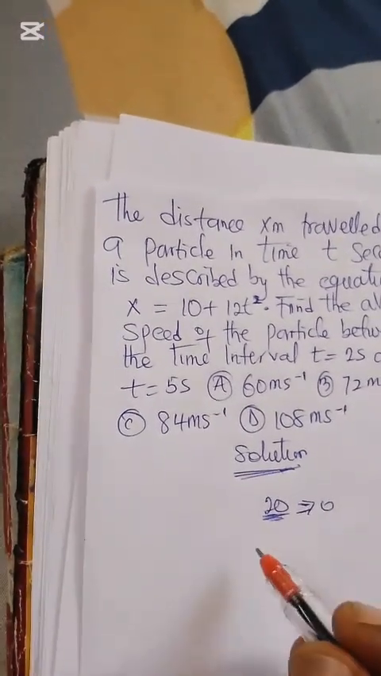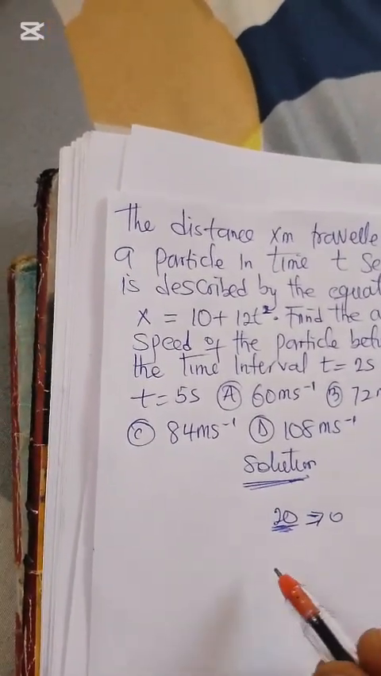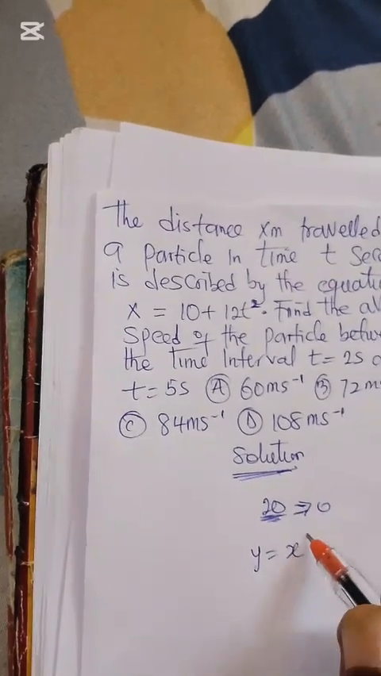The second rule is that whenever I differentiate a polynomial, let's say you have y equal to x raised to n.